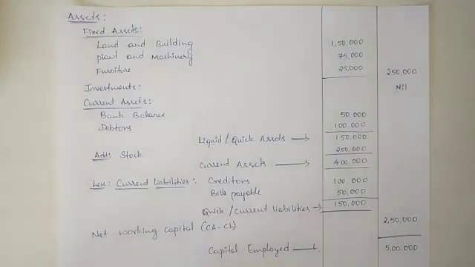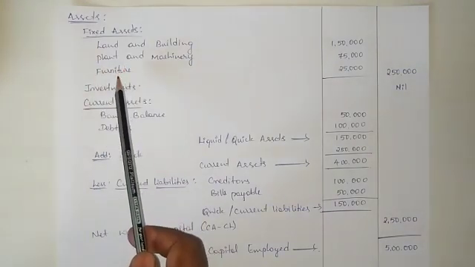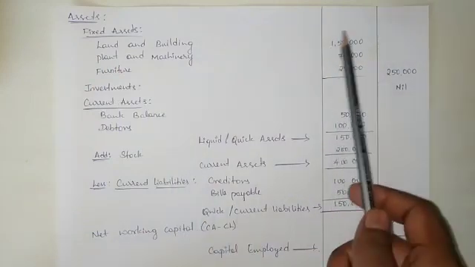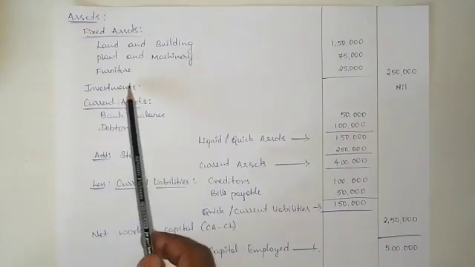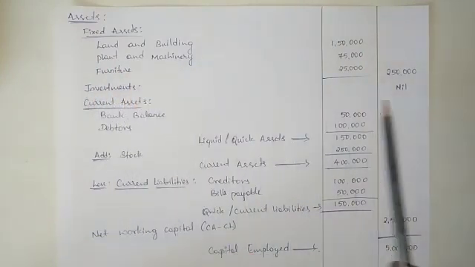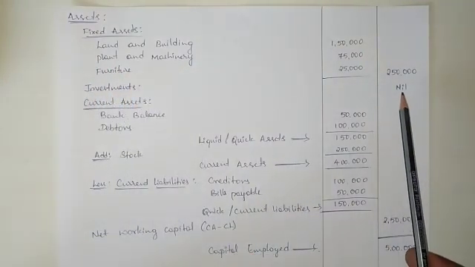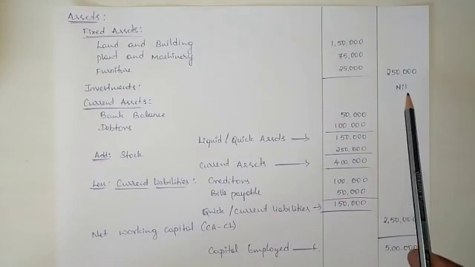So this is the continuation of the rearrangement of the balance sheet. After that, assets are going to be considered. In that, fixed assets: land and building, plant and machinery, furniture are going to be considered separately. Total fixed assets are 2,50,000. If there is any investment, that is going to be considered separately. Here in this problem, no investment is there.